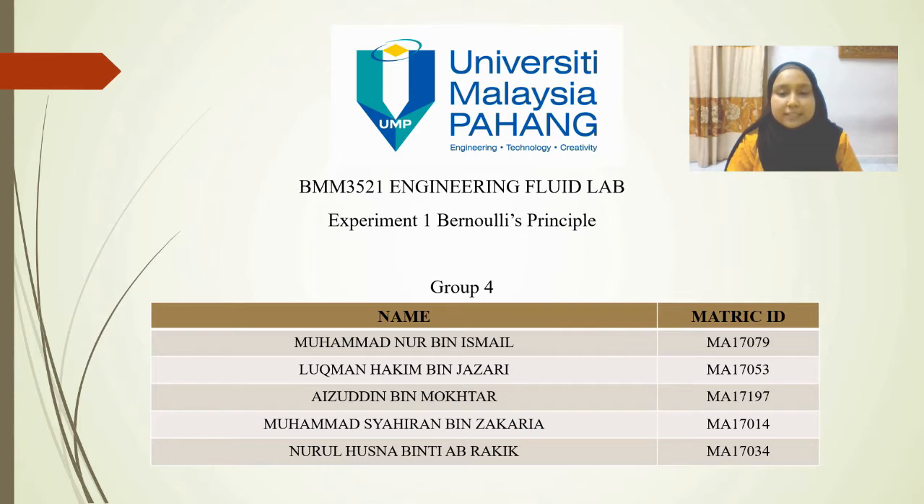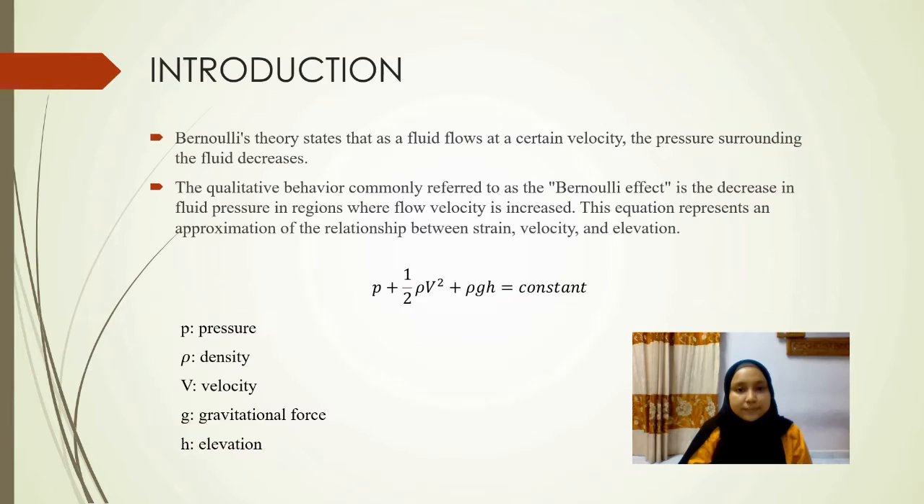We represent Experiment 1, the Bernoulli principle. The Bernoulli principle states that when a fluid flows at a certain velocity, the pressure surrounding it will decrease. For example, when the velocity of the fluid flow increases, the pressure surrounding it will decrease. We can see the Bernoulli equation, which represents the relationship between pressure, velocity, and elevation.